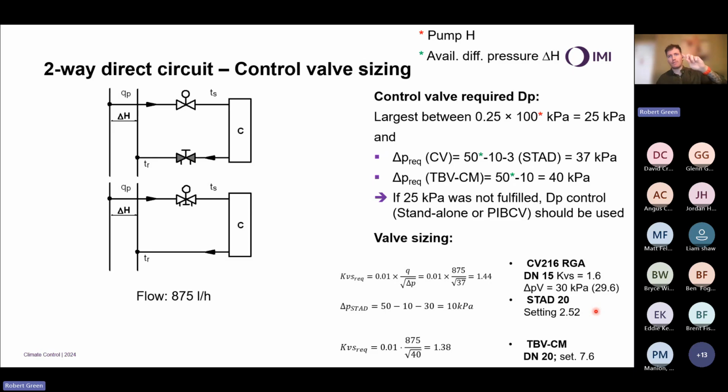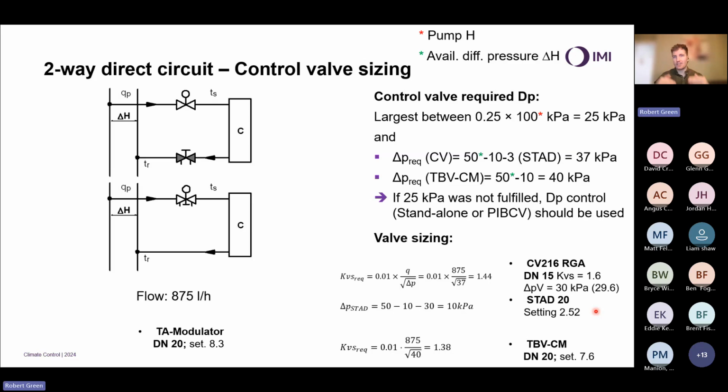You may say to me, hang on, Rob, you're missing one here. What about a pressure independent control valve? And as we learned last session, pressure independent control valves are actually extremely easy to size. We just need to know the flow rate. The differential pressure controller within it is going to compensate for any changes in differential pressure, ensuring a high level of authority. So in this case, for a flow of 875 litres an hour, that would be one of our DN20 TA modulators set at 8.3 turns.